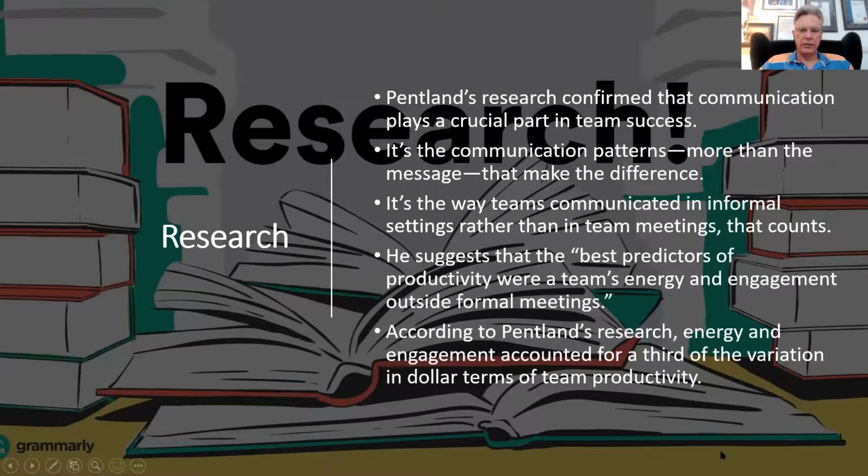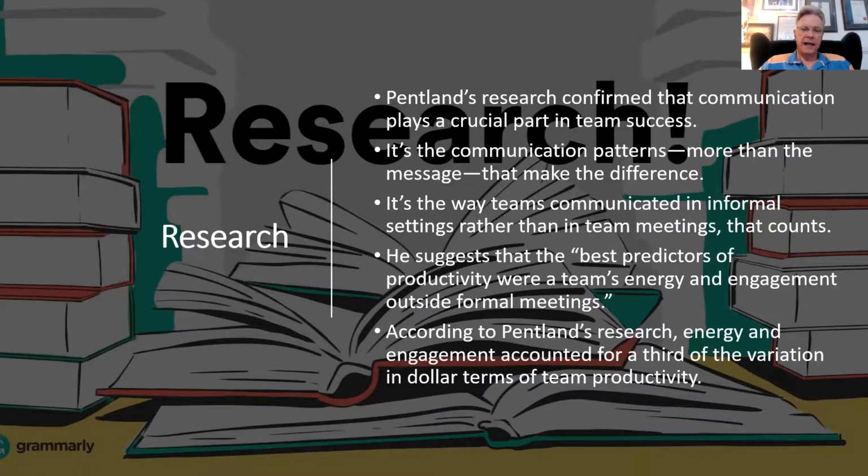And according to Pentland's research, energy and engagement actually accounts for a third of the variation in dollar terms of team productivity. Now you might say, how did he work that out? Well, having monitored the team for over a month, he could then compare those patterns of communication with the bottom line of the team. And he found, of course, that the patterns that were more dispersed and had more informal conversations made a huge difference.